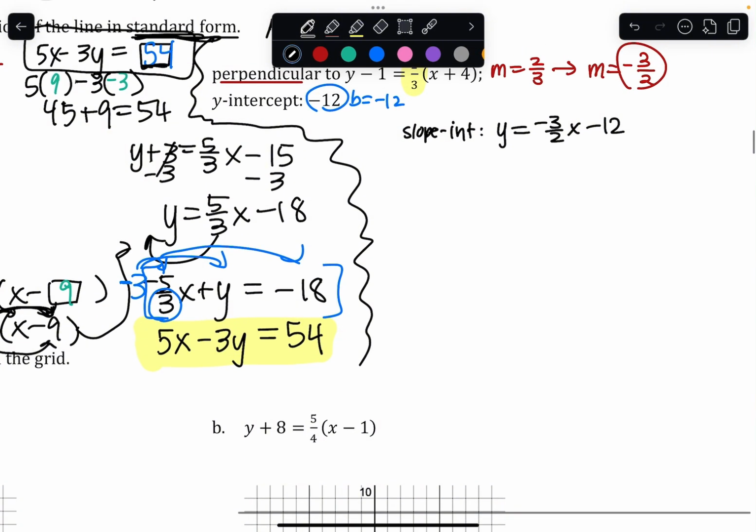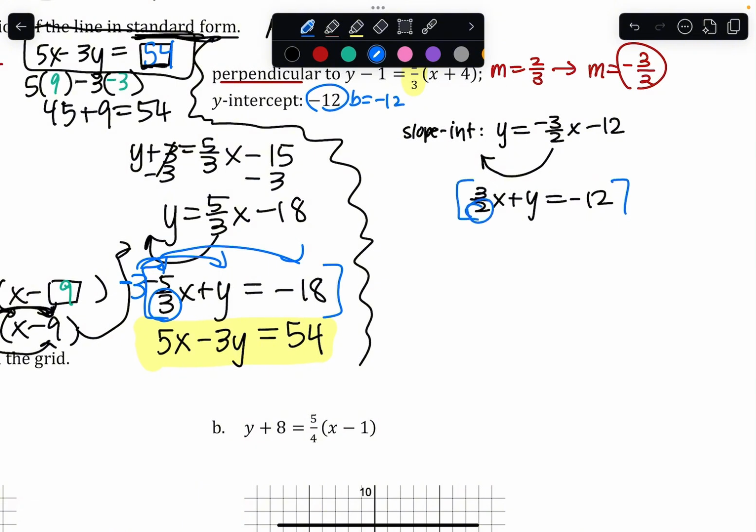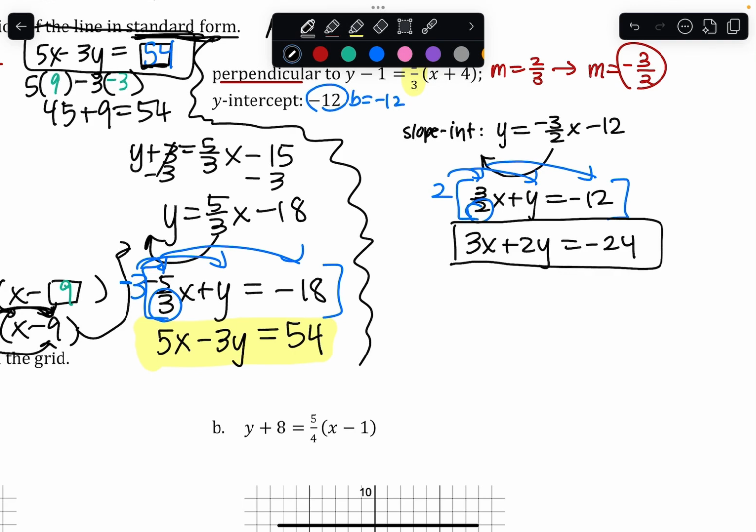And then to get to standard form, we would move the -3/2 to the other side. So it's 3/2 x plus the y equals -12. And then we just need to scale the entire equation by 2 to get 3x plus 2y equals negative 24. As long as this is positive, you're good. So that would be our final answer.